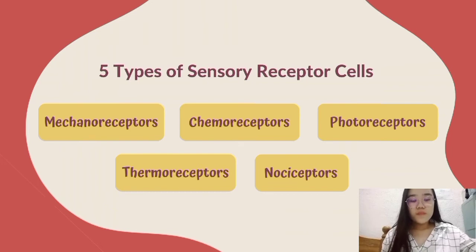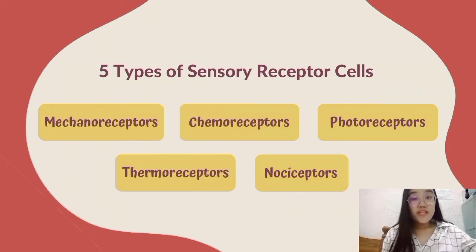Photoreceptors respond to radiant energy or the visible light in most vertebrates, visible as well as UV light in many insects. These are the receptors that react to visible light. Nociceptors respond to noxious stimuli, or essentially anything that causes tissue damage. These are the receptors that react to damage or threat. Thermoreceptors respond to heat or cold. These are the receptors that react to temperature.